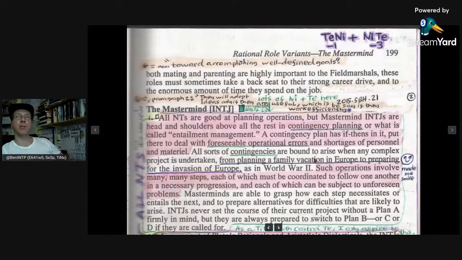All sorts of contingencies are bound to arise when any complex project is undertaken, from planning the invasion of Europe to preparing for the invasion of Europe, as in World War II, or maybe liberation. Such operations involve many, many steps, each of which must be coordinated to follow one another in a necessary progression, each of which can be subject to unforeseen problems. So the person in this role has to get the sequence of steps correct in order to achieve a long-term strategic objective. And it's about, well, if this happens, then we do this. And so it's a lot of thinking about what can happen and how things are developing in the future.